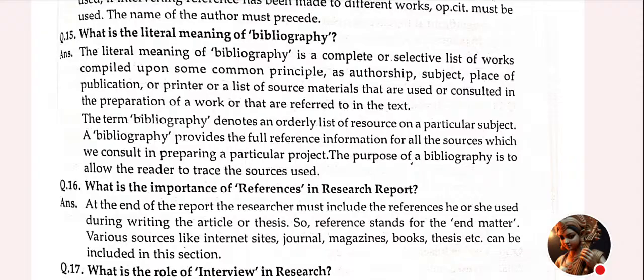The term bibliography denotes an orderly list of resources on a particular subject. A bibliography provides the full reference information for all the sources which we consult in preparing a particular project. The purpose of a bibliography is to allow the reader to trace the sources used.